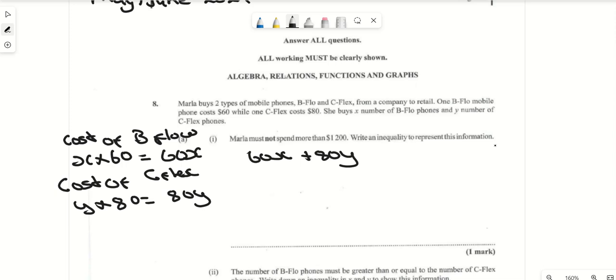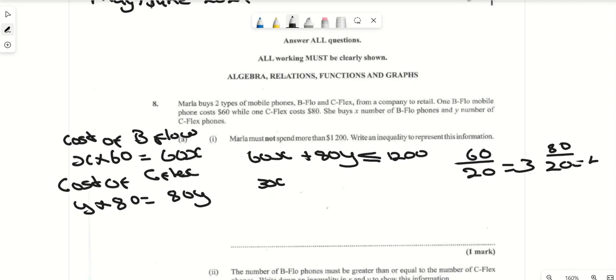So for the most she's spending, 1,200, it is less than or equal to 1,200. Now you can leave it as this, or you can look at the numbers and see what could go into each number. I could see 20 could go into each number. 20 could go into 60, so 60 divided by 20 is 3. So this is 3x, and then 80 divided by 20 is 4. So this is plus 4y is less than or equal to 1,200 divided by 20.